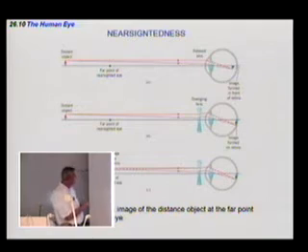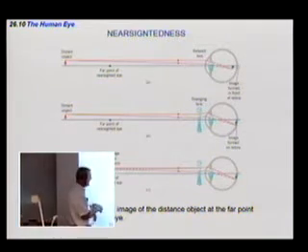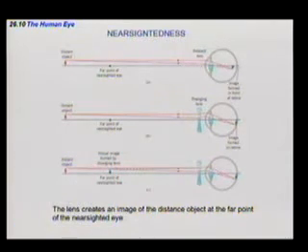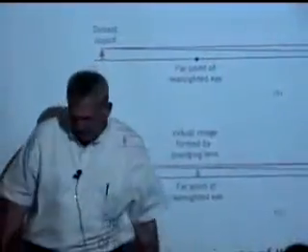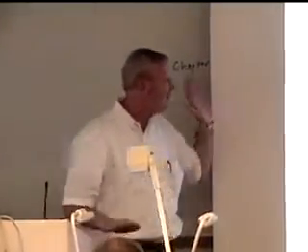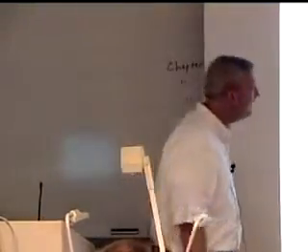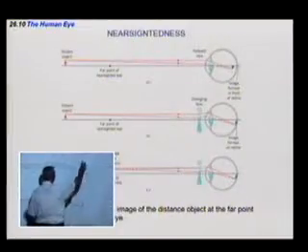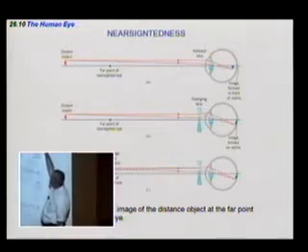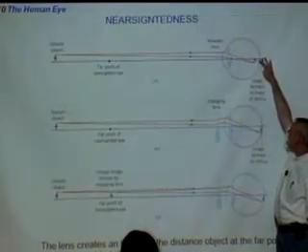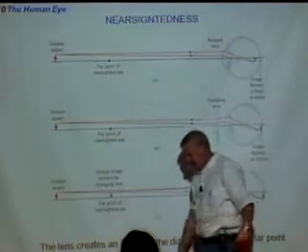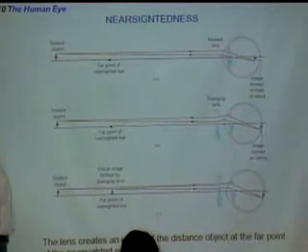The far point of your eye is not quite at infinity. It's supposed to be out there pretty far, but yours is actually brought in a little bit. And so what happens is this image is an aberration. It's not formed right on your retina, so it looks blurry.